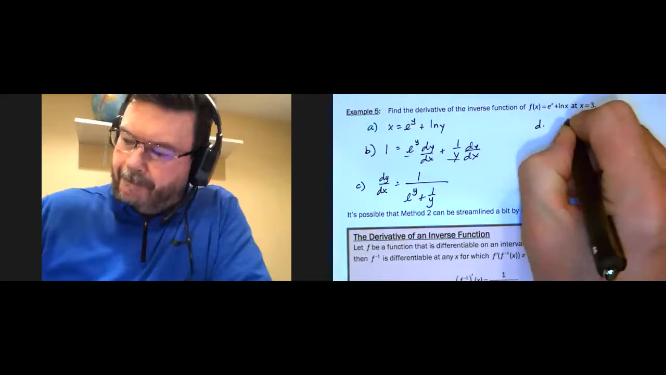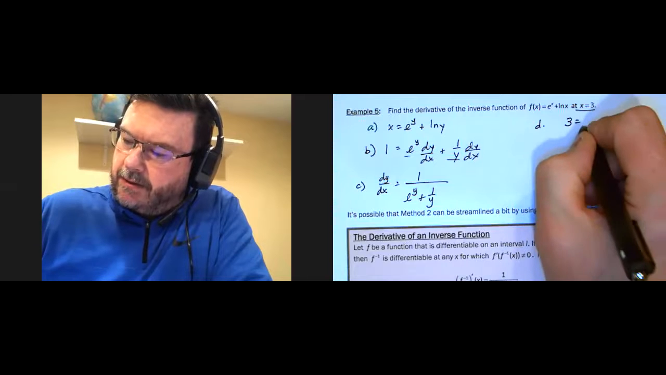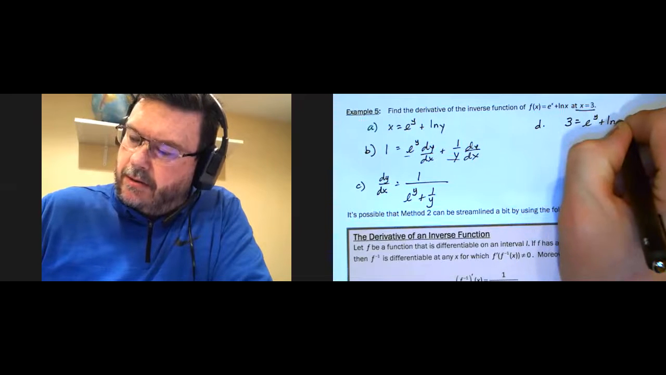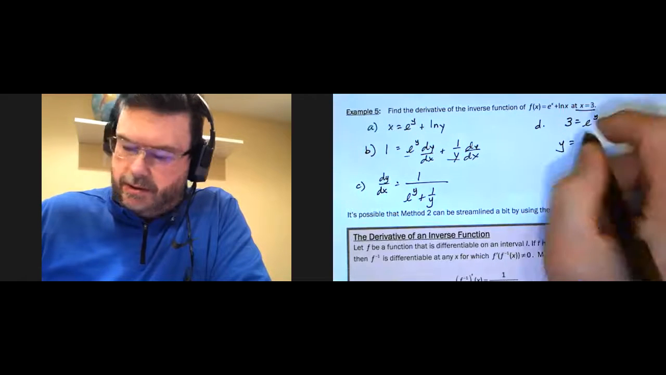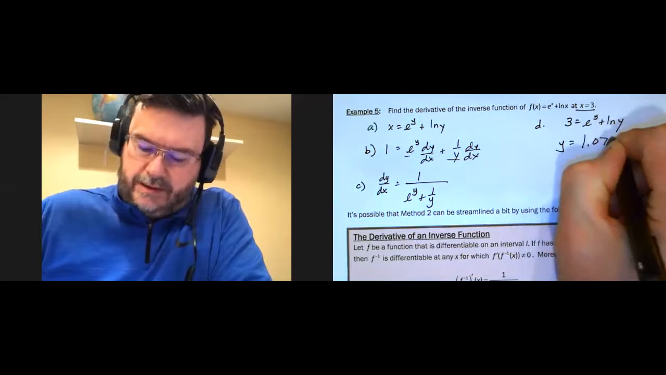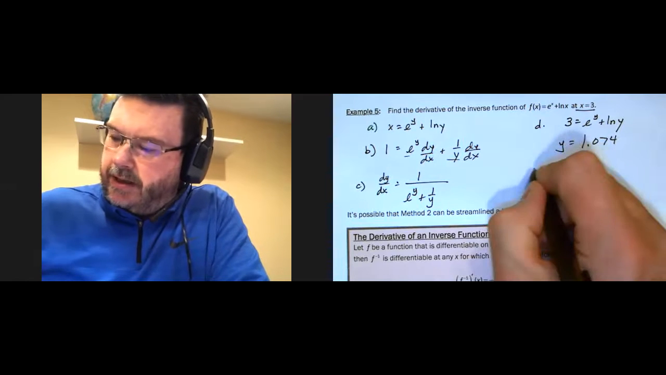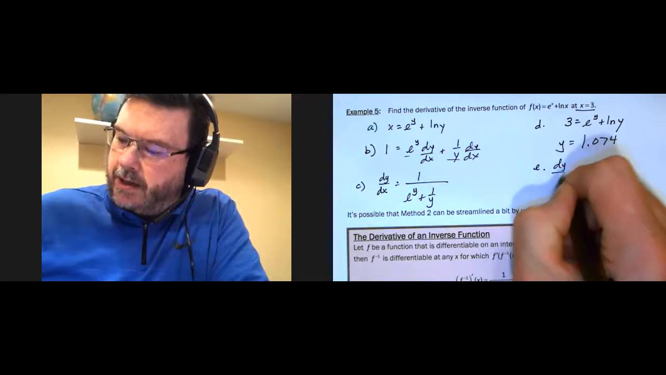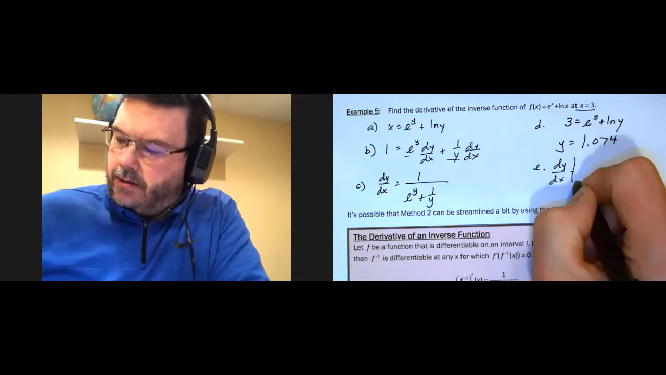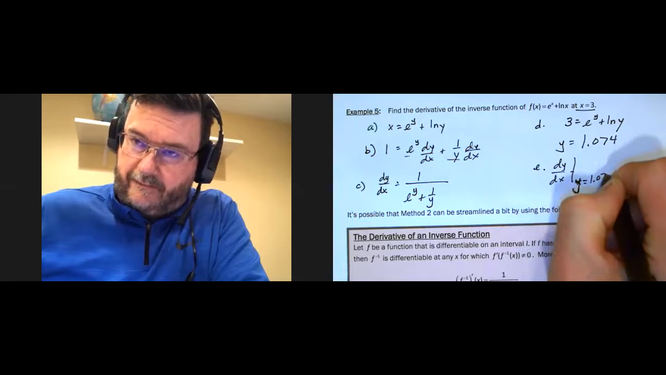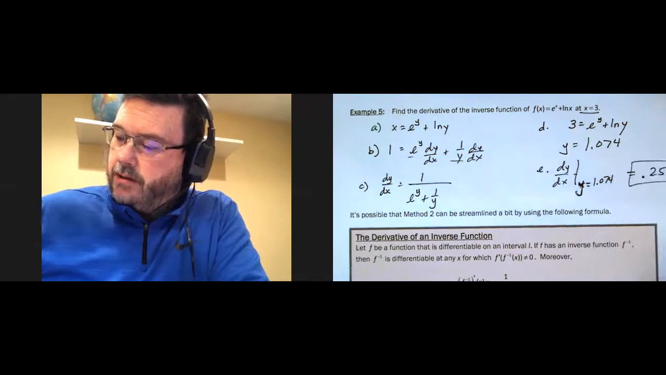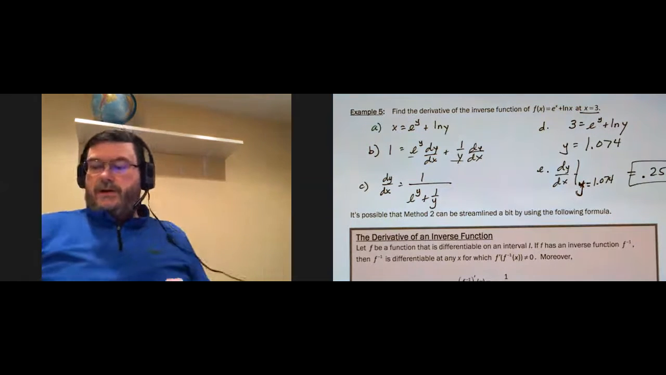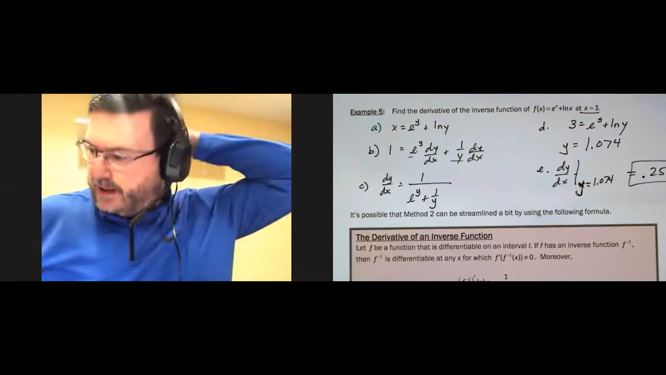Part D is we're going to set 3, because x equals 3, to e to the y plus natural log of y. And again, your calculator comes into play in this. So your y value is 1.074. Then you're going to find dy/dx where y is equal to 1.074, and that is going to be 0.259. So the slope of the derivative of the inverse function at x equals 3 is 0.259.